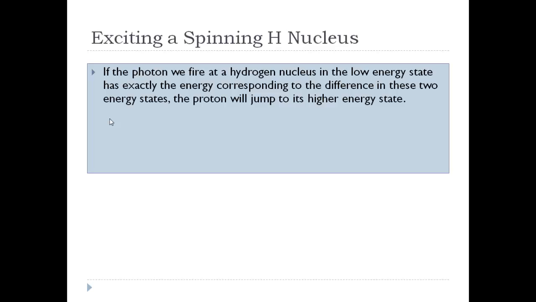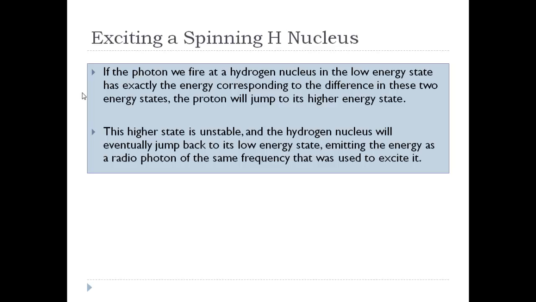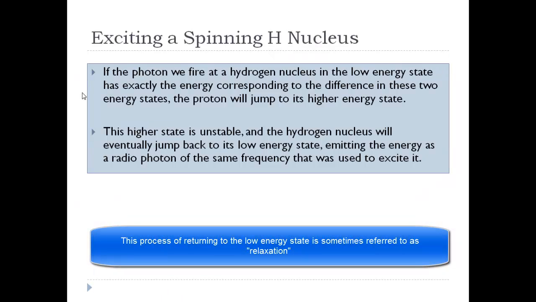So the process is, if the photon we fire at the hydrogen nucleus in the low energy state has exactly the energy corresponding to the difference in the two states, then the proton will jump up to its high energy state. By proton I mean the hydrogen nucleus. A hydrogen nucleus is just a proton. The higher state is unstable, and the hydrogen nucleus will eventually jump back down to its low energy state, emitting the energy as a radio photon of the same frequency that was used to excite it. So we can cause hydrogen nuclei to emit radio photons.